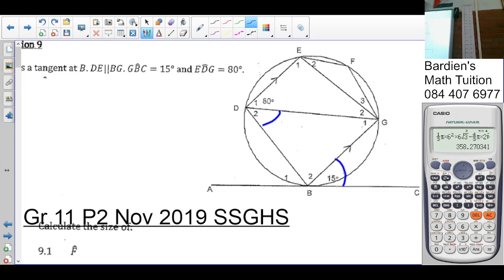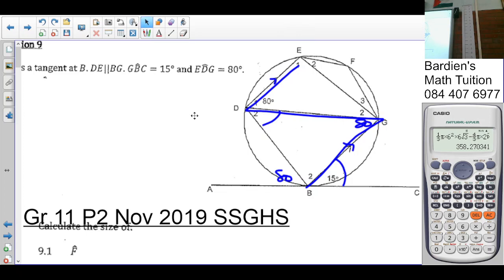Then we are told that BG is parallel to BE. BG is parallel to that. So if that is parallel, what do we know? G1 is going to be 18, alternate angle. So that's also 18. Not so? Then we are told, okay, so the angles are given as it is given on the diagram.